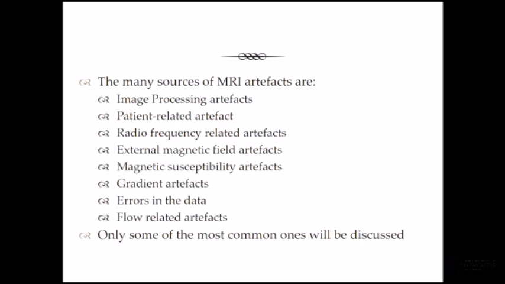Magnetic susceptibility artifacts, so these are the ones that are inherent in terms of air-filled structures next to soft tissue or bone, so lungs, sinuses, etc. Gradient artifacts, so these are ones that can be induced by the gradients inherent in the system, errors in the data. Flow-related artifacts. That flow-related artifact was the one I told you about before with the inflow artifact, where we've excited blood, and it's slightly flowed out of the slice. Then when we collect it, we're not collecting the same blood that was there when we excited it. Some of the more common ones will now be discussed.